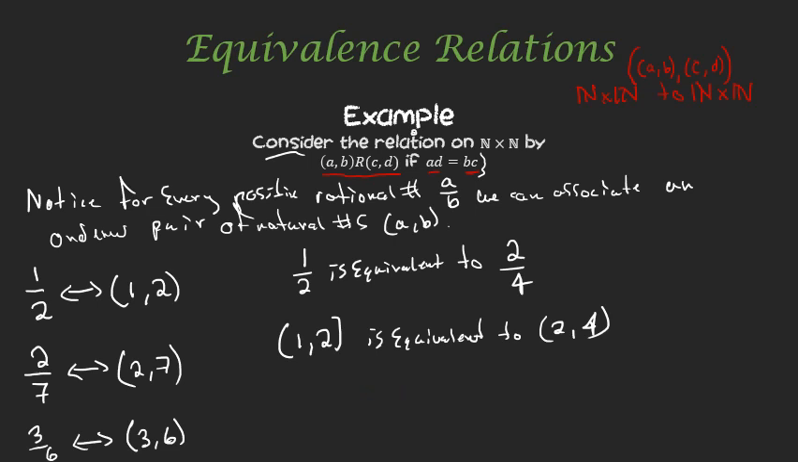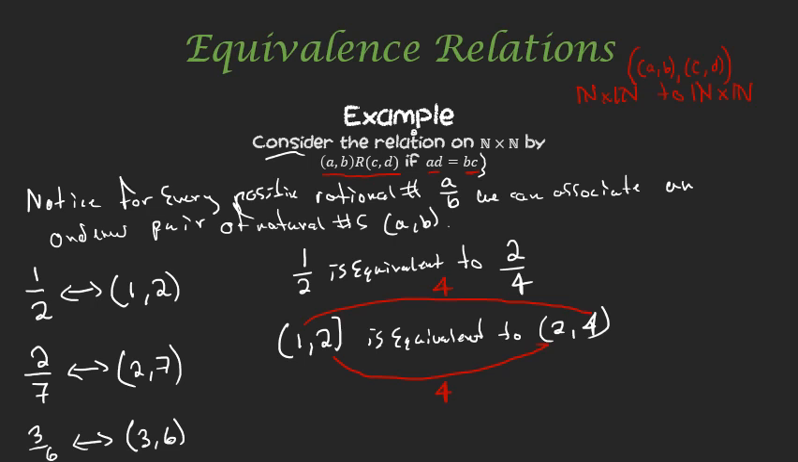actually, maybe I should write it like this. So 1 times 4, we get 4. And then 2 times 2, we get 4. You're with me here, right? We get 4. And so in fraction language, we know that 1/2 is equivalent to 2/4. Converting that to ordered pairs, it should be the case that 1, 2 is equivalent to 2, 4. And in fact, that's true in this relation.